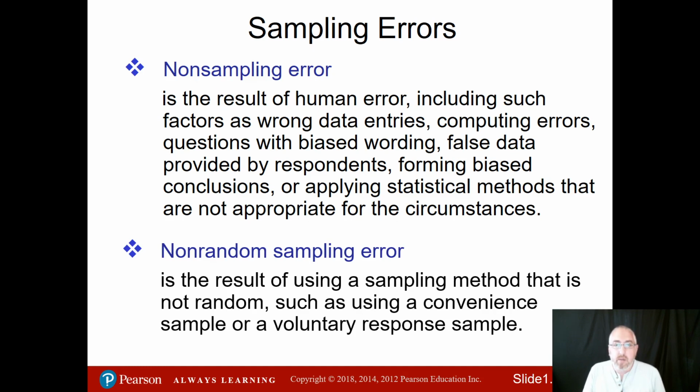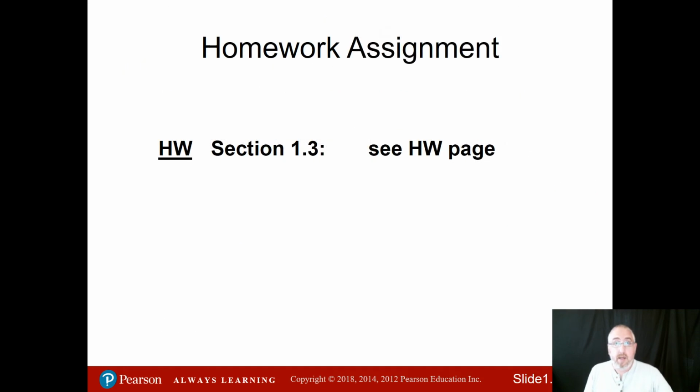A non-random sampling error is a result of using a sampling method that is not random, such as using a convenient sample or a voluntary response sample. So again, non-random is the key. Voluntary response sample is one of the big ones we like to avoid. So, and that should be it.